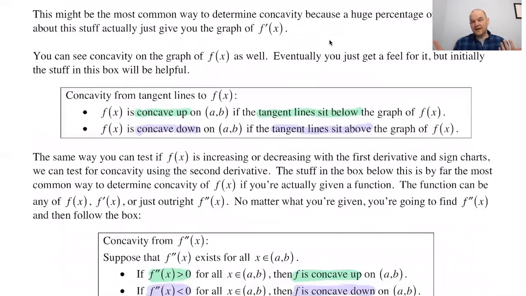If you have the graph of f, you can look at where the tangent lines fall. Are they above or below? If they're above, then the graph is concave down. If they're below, then the graph is concave up. So that's if you have the graph of f.